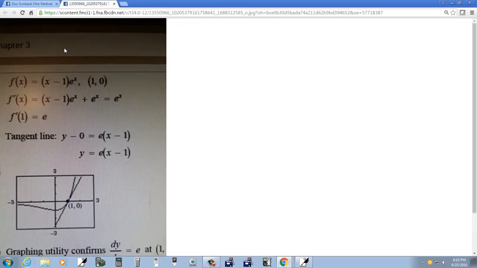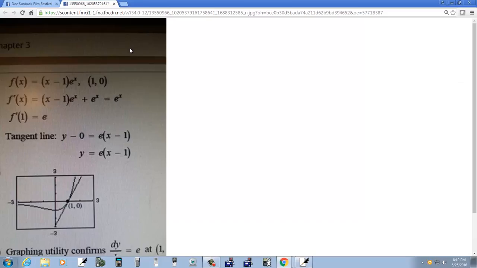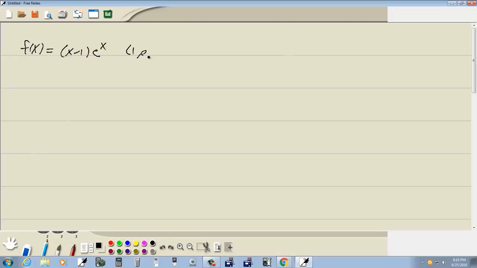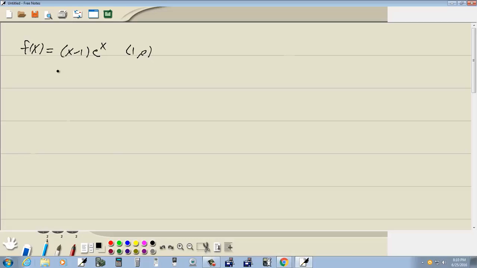Okay, f of x is equal to x minus 1 times e to the x, with the point 1, 0. And you mentioned tangent line, so I assume it says find the equation of the tangent line. This is a product rule. We've got something times something else. This will be p and this will be q. Now we need p prime.